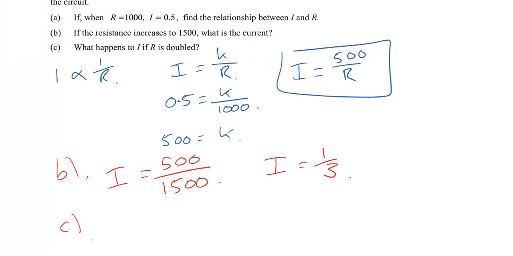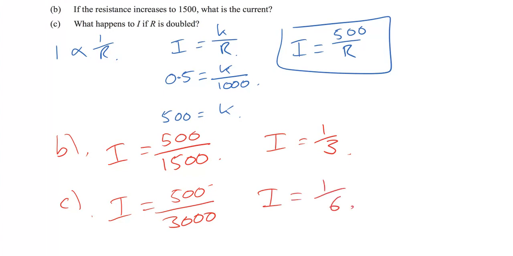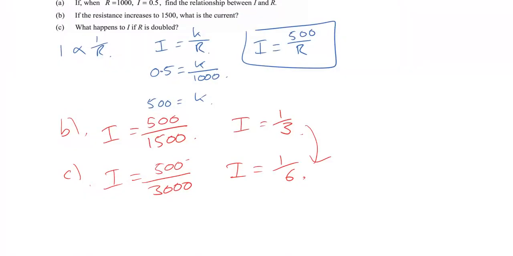C, what happens to I if R is doubled? Well, if we think about that previous example of being 1,500, if I doubled it and said, okay, I is equal to 500 over 3,000, that would give us I is a sixth. Now, what's happening here is if we double our R value, you can see between a third and a sixth, we are halving our value of I. So that's our answer. We can say that I is halved.